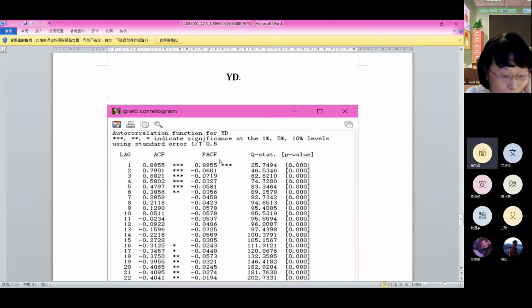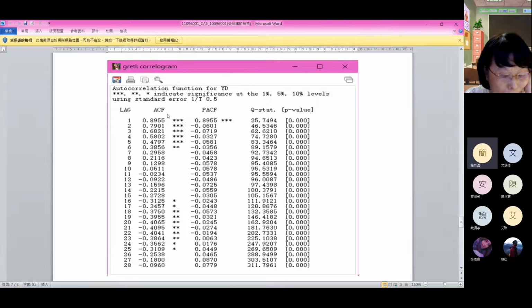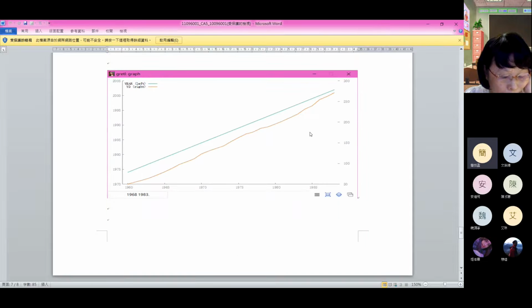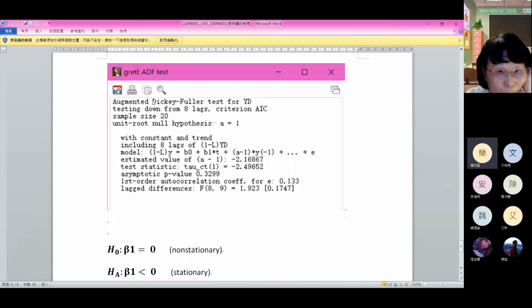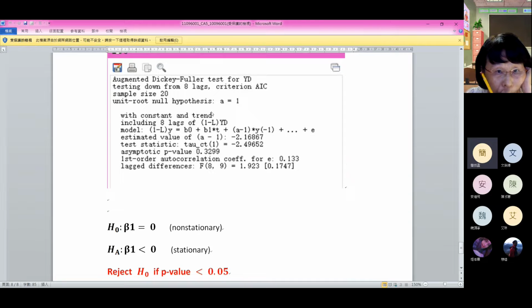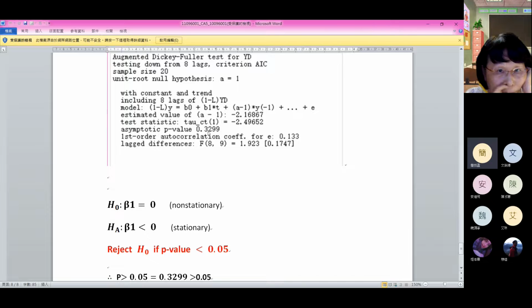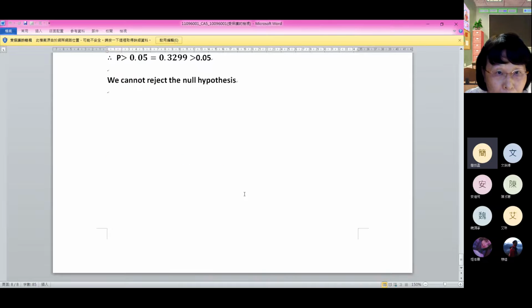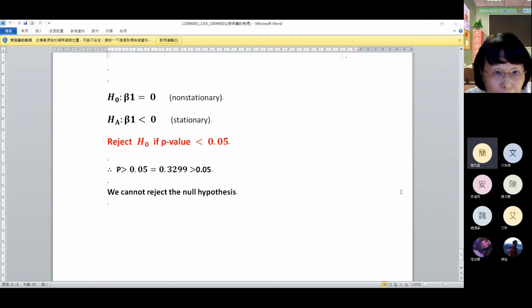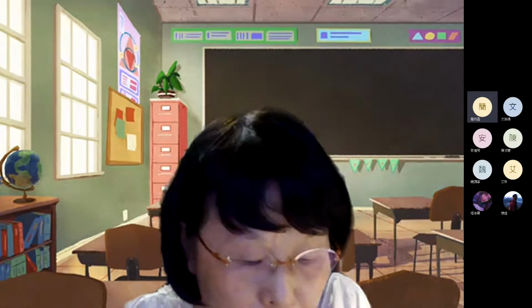And for YD, the autocorrelation at lag 1 is 0.89, which is also close to 1, so this is non-stationary. In the plot, we can also see that it is non-stationary. I did the Dickey-Fuller test, and the p-value is 0.32. The result shows this is non-stationary because we cannot reject the null hypothesis. And this is it. Okay, all right, thank you.